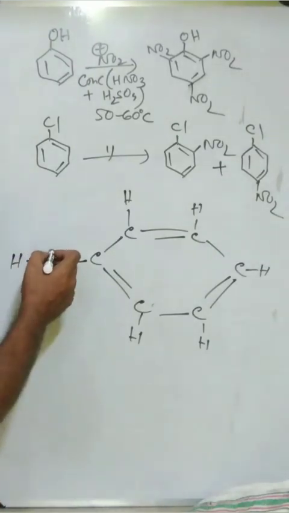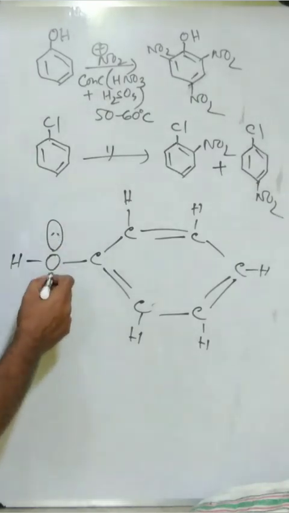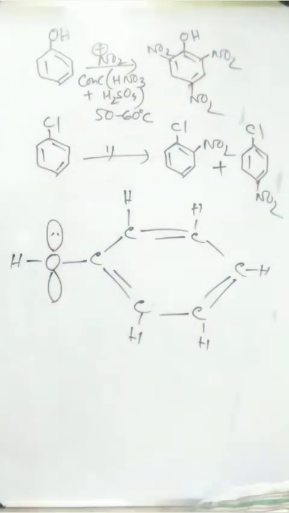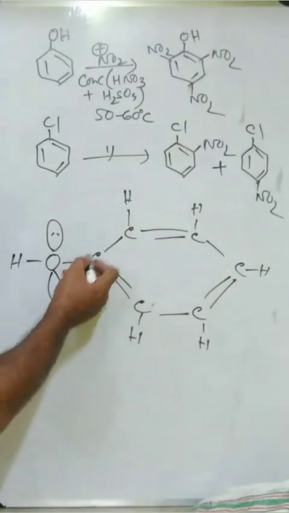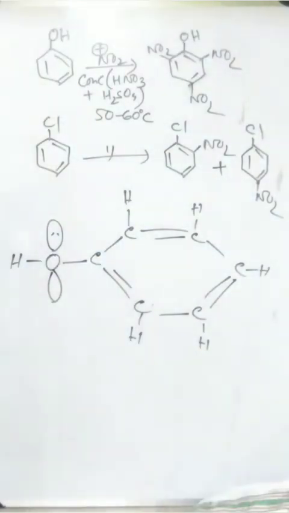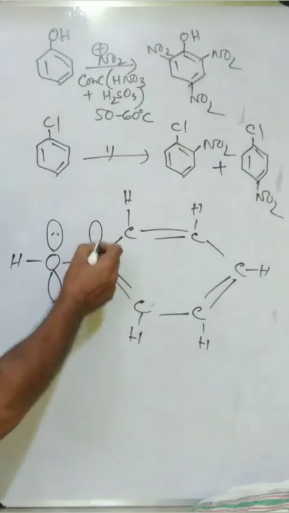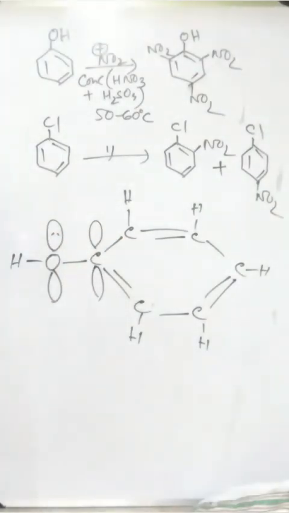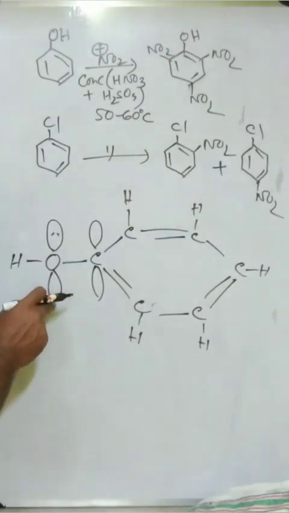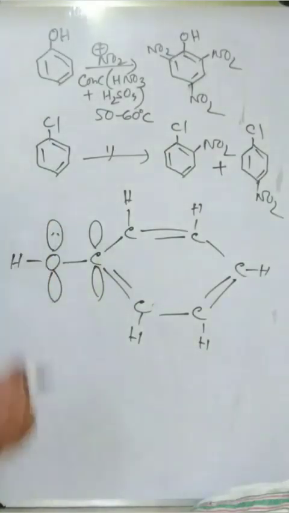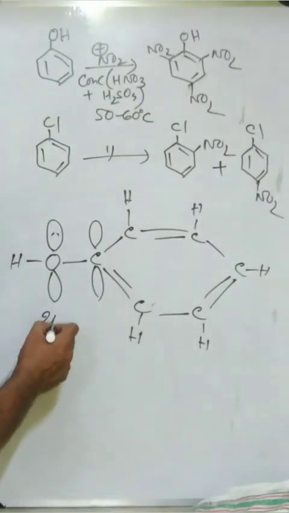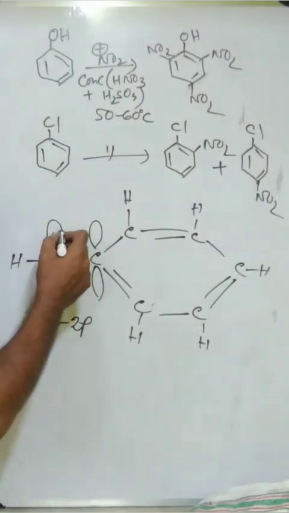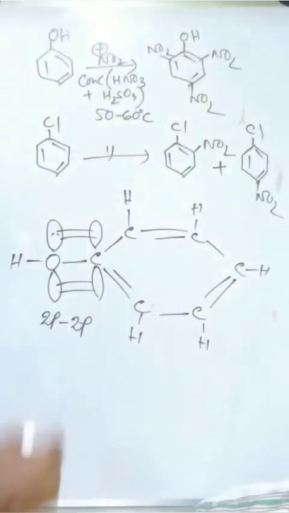Now here the oxygen has a lone pair of electrons, and that lone pair is present in a 2p orbital. And in case of carbon, as it has formed 3 sigma bonds, it is sp2 hybridized, so the pz orbital remains unused. So here the pz orbital and this p orbital are present in parallel position. This one is from a 2p orbital and this orbital is also a 2p orbital. So here 2p-2p lateral overlapping occurs, and that's why a double bond is formed.